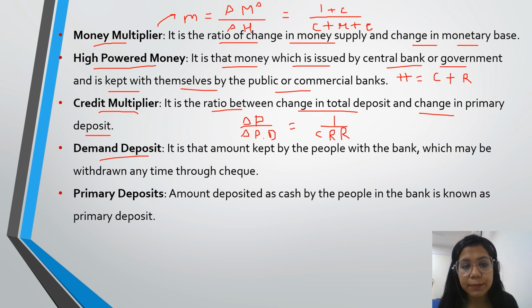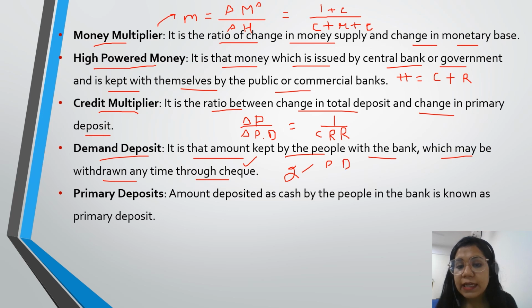Now demand deposits. See, it is that amount kept by the people with the bank which may be withdrawn any time through the check. So the money that we deposit with the banks is what is our demand deposits, and they are also known as checkable deposits because they can be withdrawn anytime through the check. Now demand deposits were of two types. One was your primary deposit and another was your secondary deposits. So what were these primary deposits?